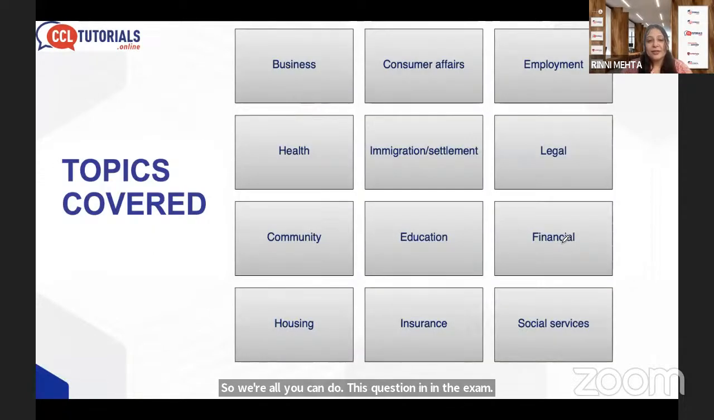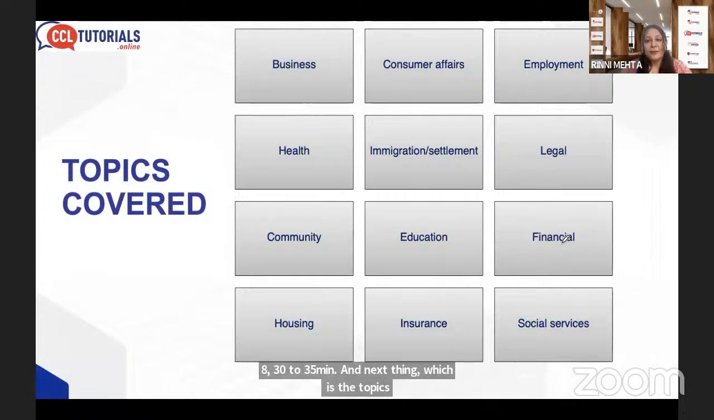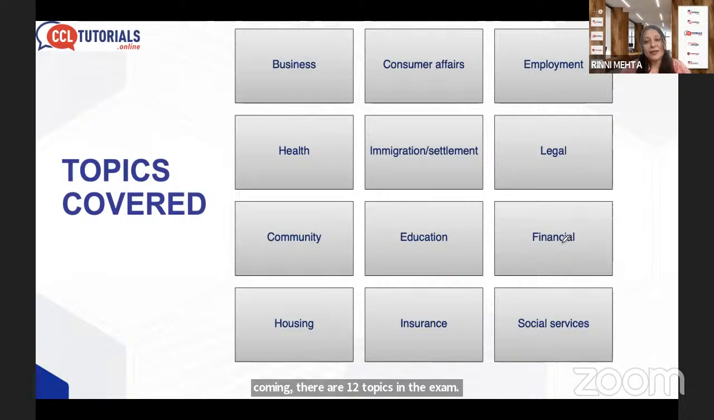And next thing, which is the topics covered. There are 12 topics in the exam, and you need to cover these topics to understand the strategies and the pattern. The topics relate to Australian real life society and the Australian scenario. You can see here: business, consumer affairs, employment, health, immigration, settlement, legal, community, education, financial, housing, insurance, and social services.